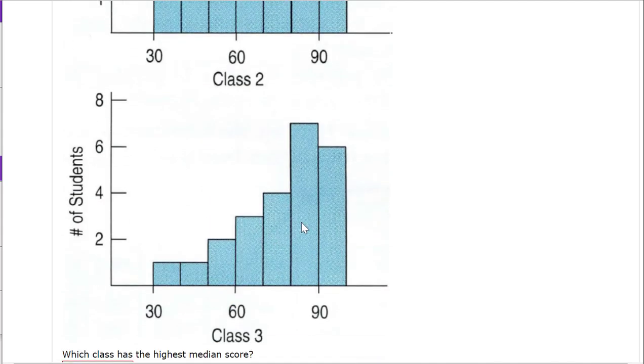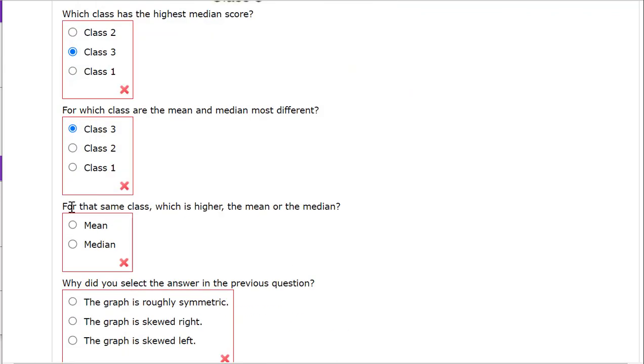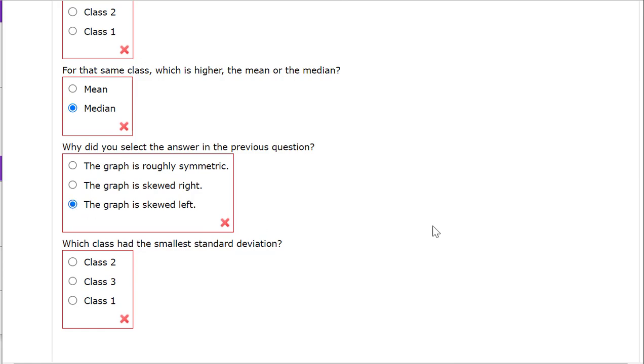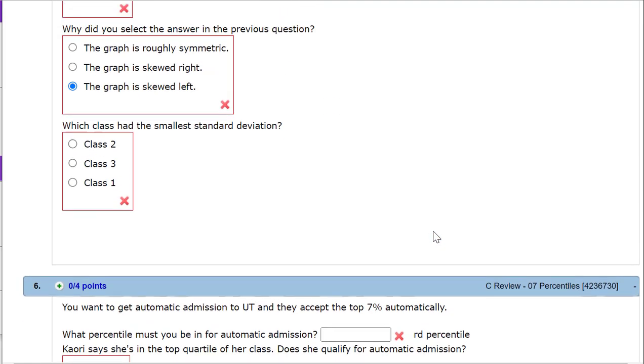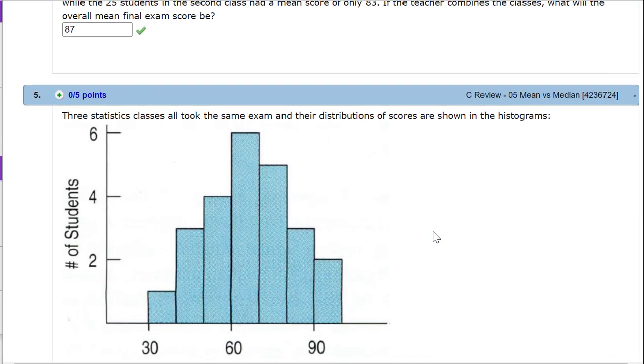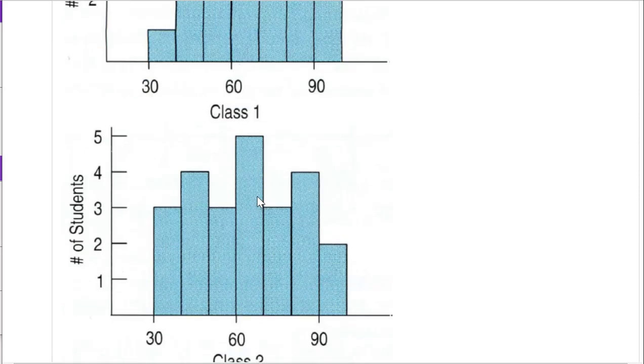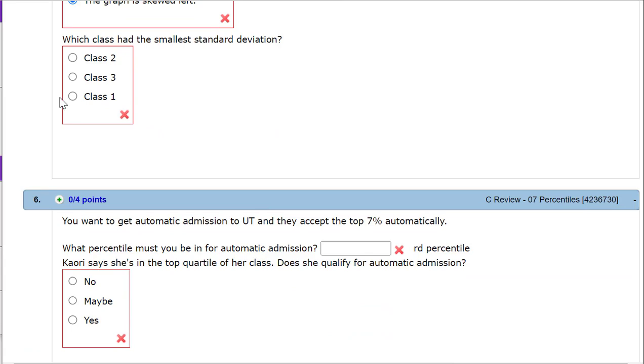So since this data is being pulled to the left, then the mean is being pulled to the left. So the median stays up here somewhere, and the mean is lower. So the median is higher. Why did you select the answer in the previous question? It's because the graph is skewed left. Which class had the smallest standard deviation? Standard deviation is a measure of spread. I'm going to say class 1 is the most tightly clumped together. So I'm going to say class 1.